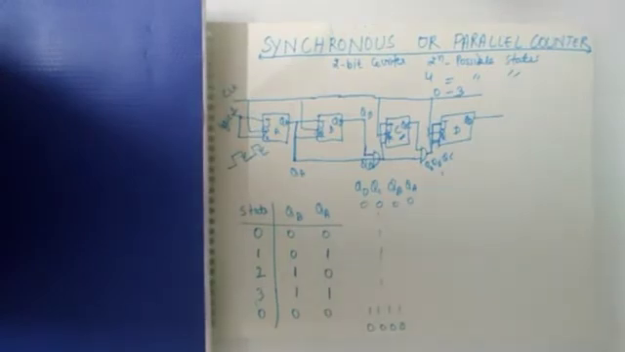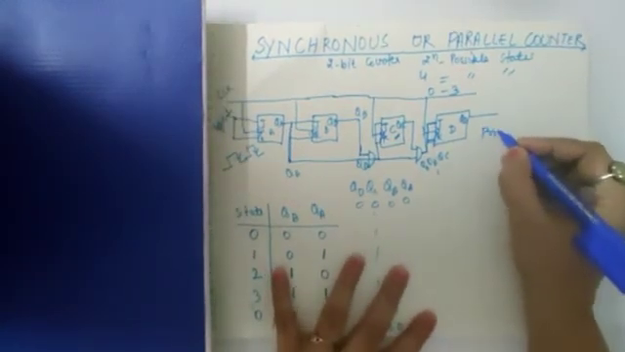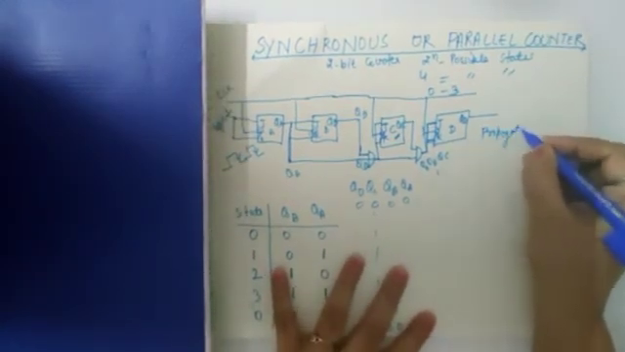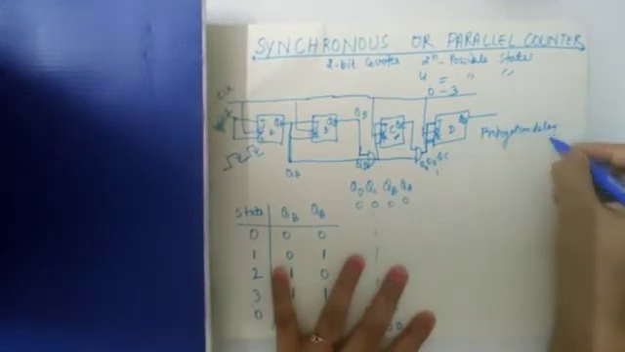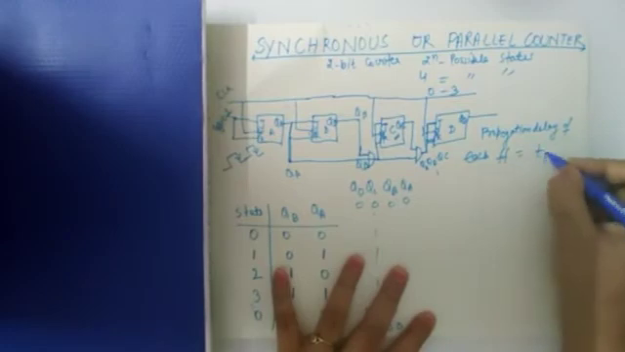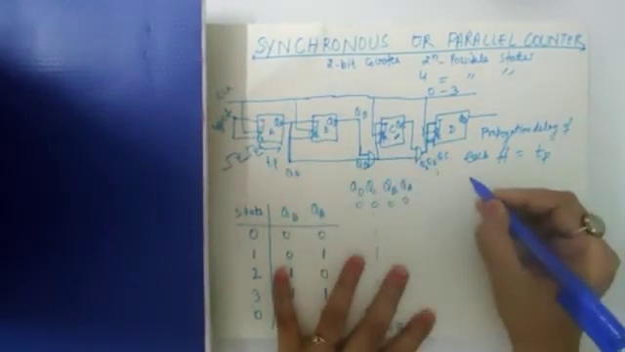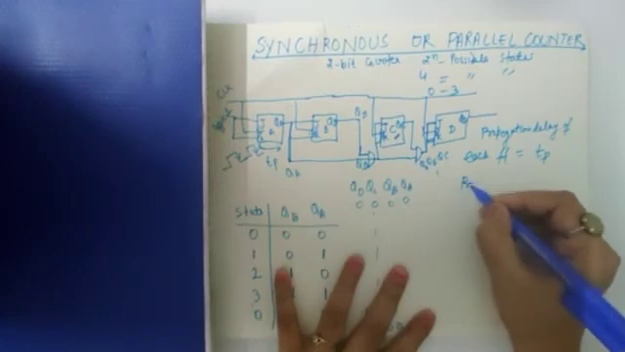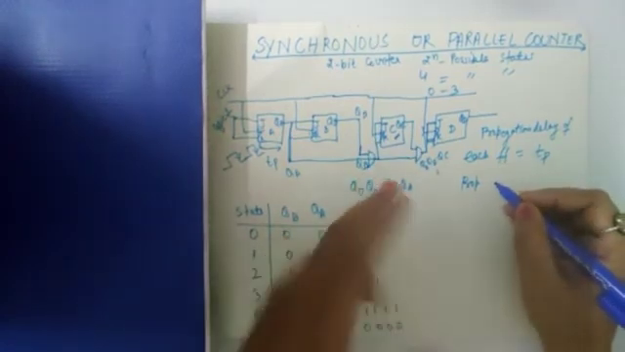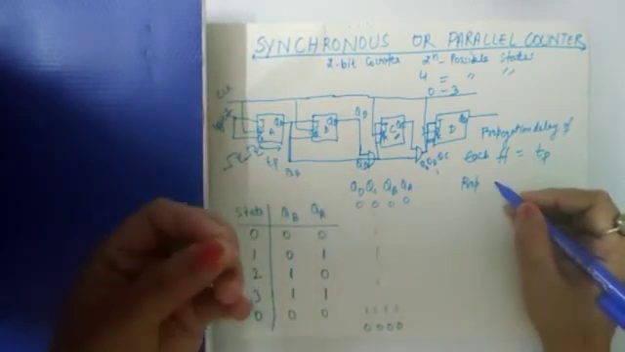Now what is the effect of propagation delay by adding the AND gates? For example, let's say the propagation delay of each flip-flop is TP. Okay, and there is an AND gate. If we are applying the input to a gate, then it will not produce the output immediately.